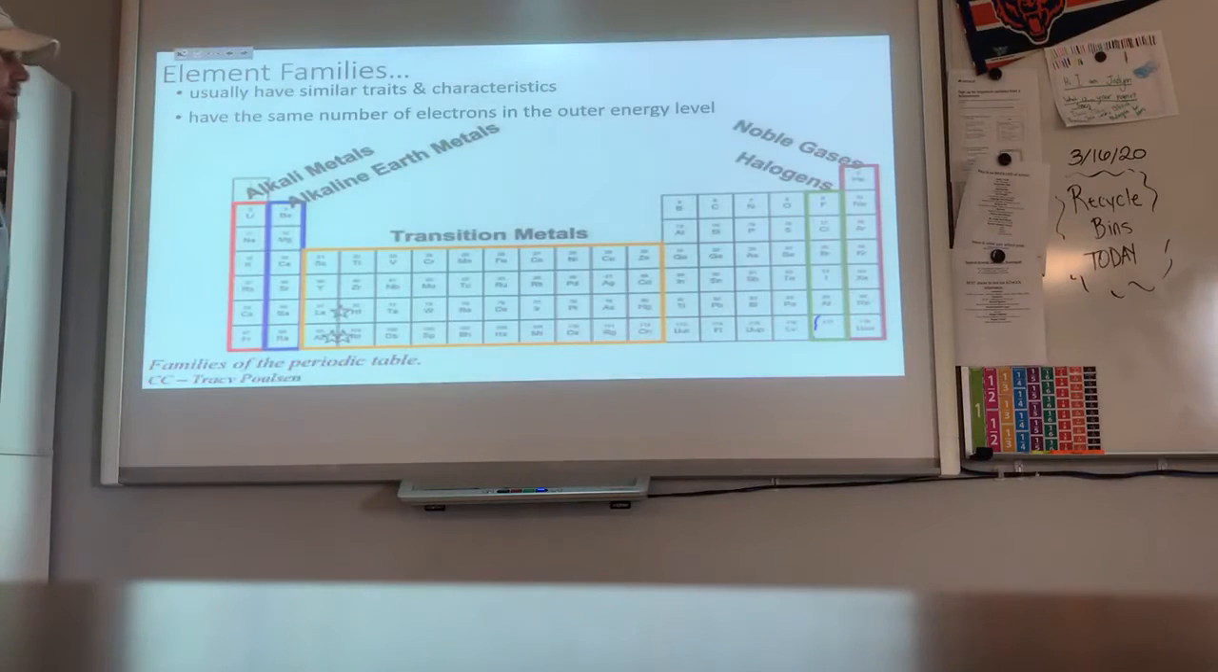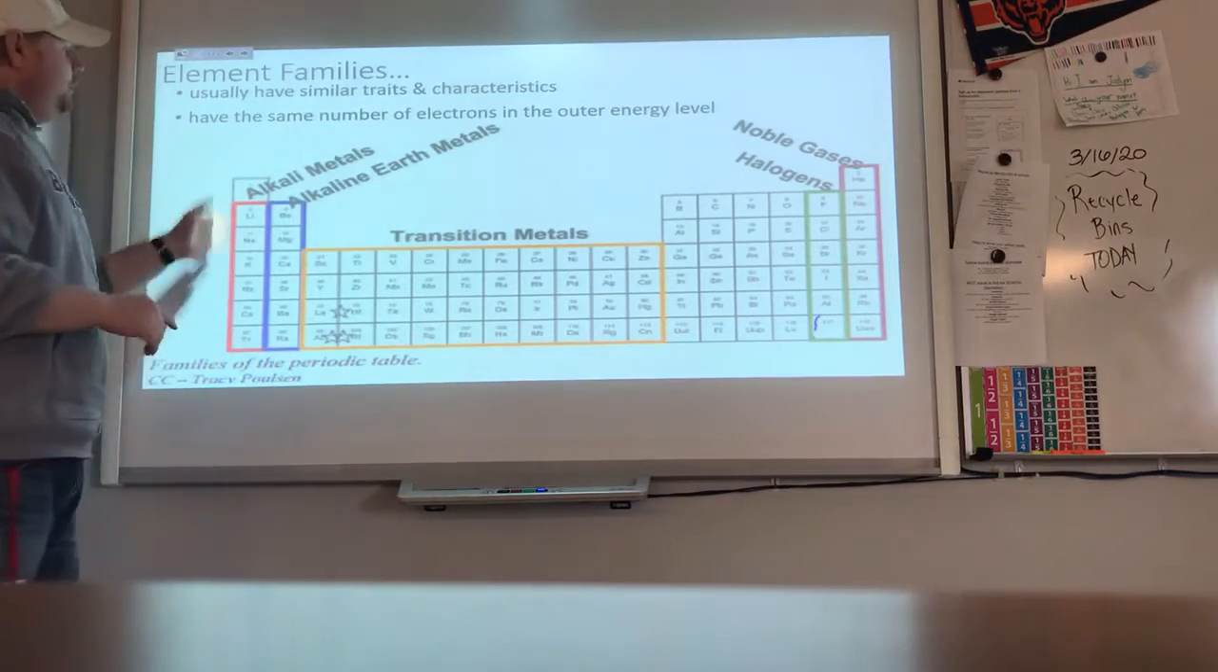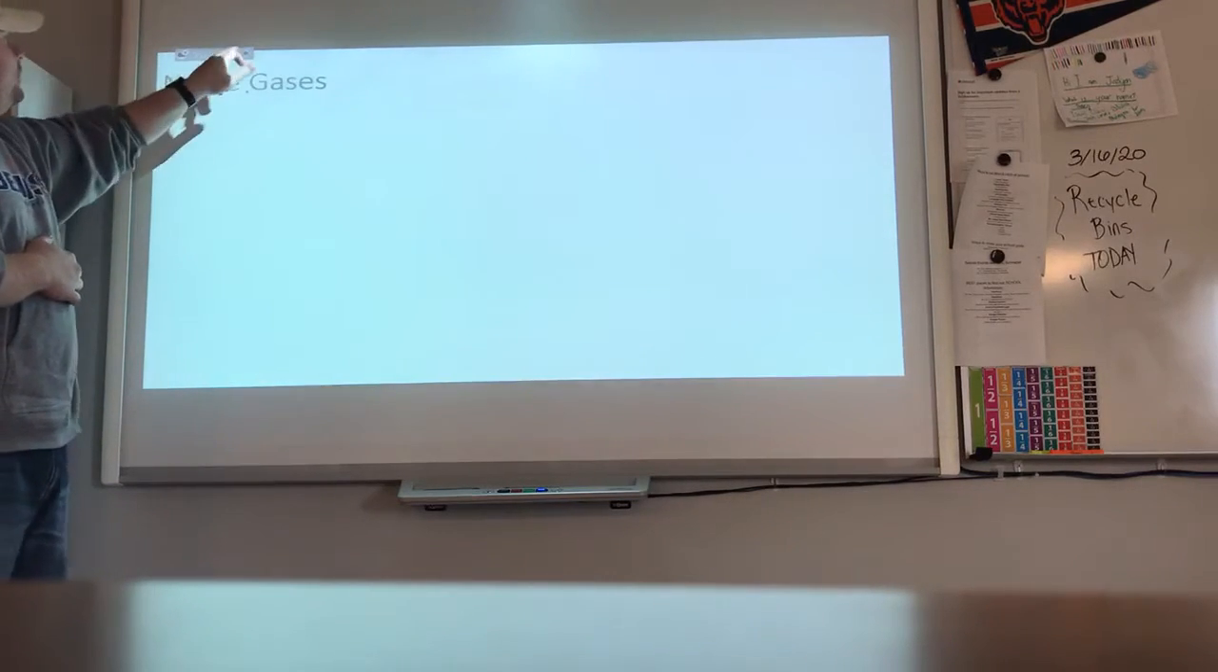We will talk about those a little later on, but they don't get a family group name just yet with what we're studying. So, alkaline earth metals and transition metals are later. We'll learn about the other 3 families that are highlighted. All right, the noble gases.